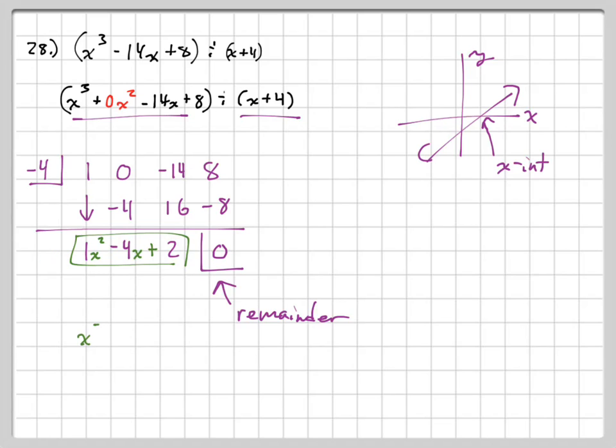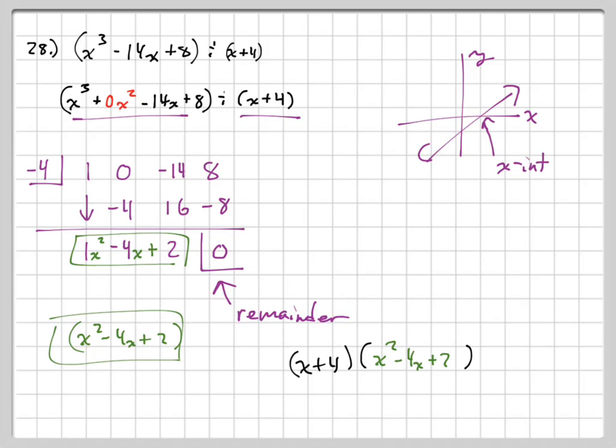It is x squared minus 4x plus 2. That is your answer. And the reason why that's your answer is because you could take x plus 4 right there, multiply it by x squared minus 4x plus 2, and then you would get this for your answer. That's how we know that's our answer. Alright, that's how you do synthetic division.